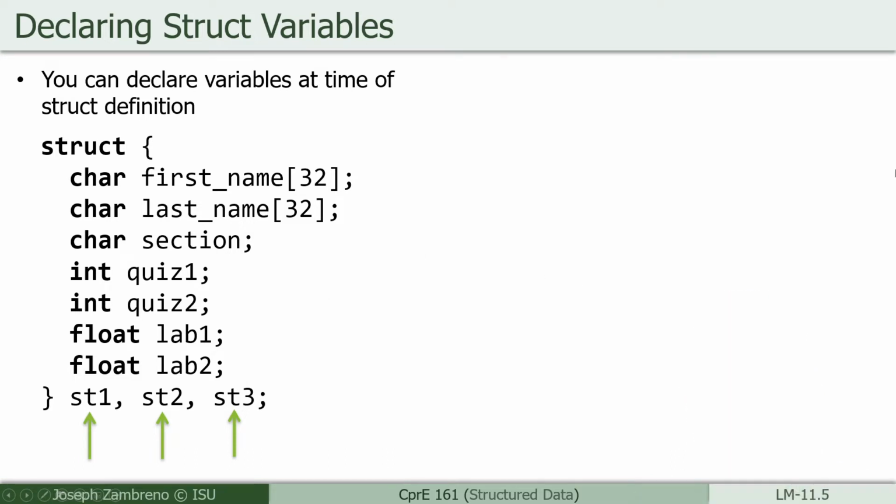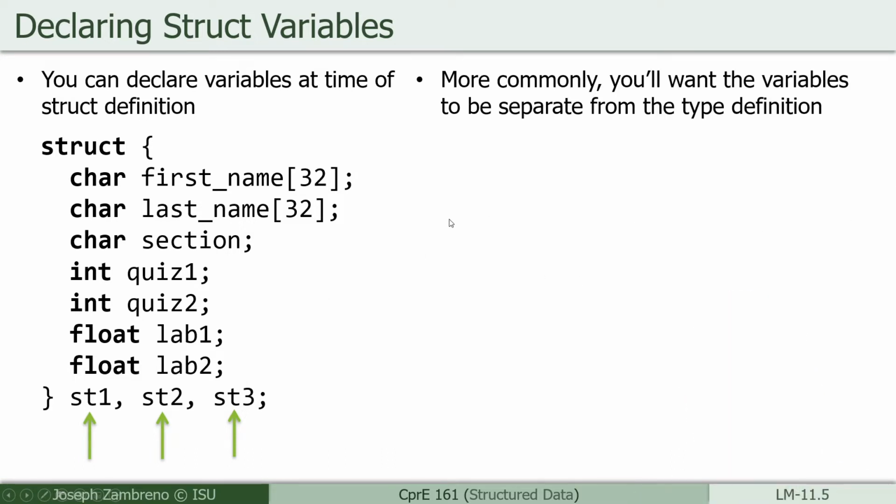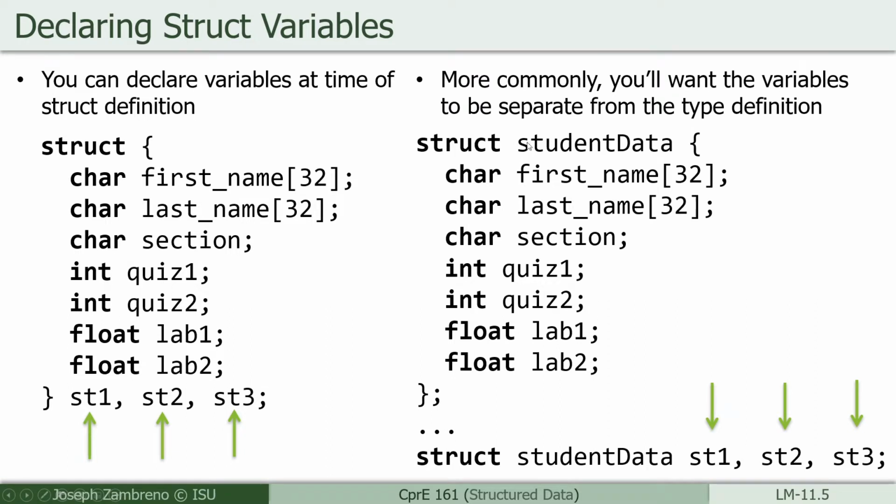More commonly, I think you'll want to have the variable declaration separate from the type definition itself. So we define the type, and that's its own separate piece of code. And then later on in our program, at some point, we declare struct student data, student one, student two, student three.